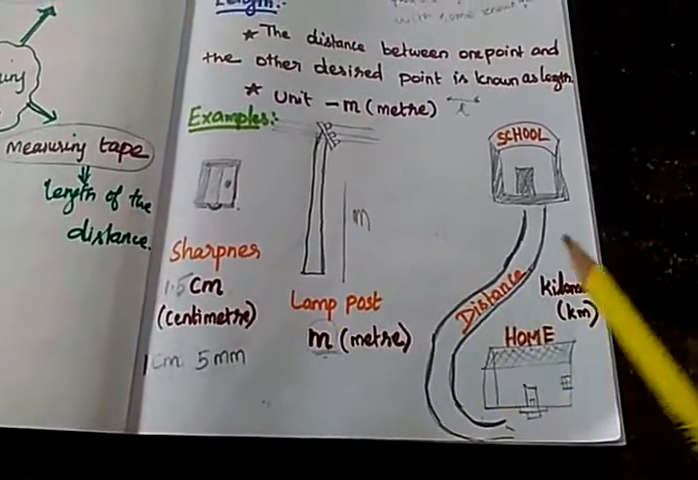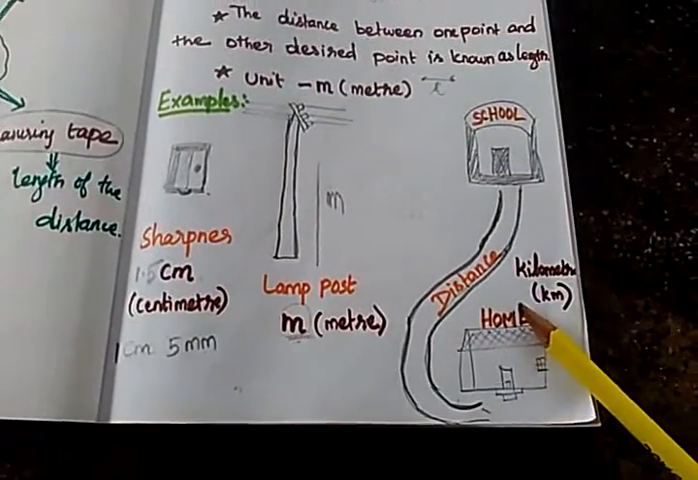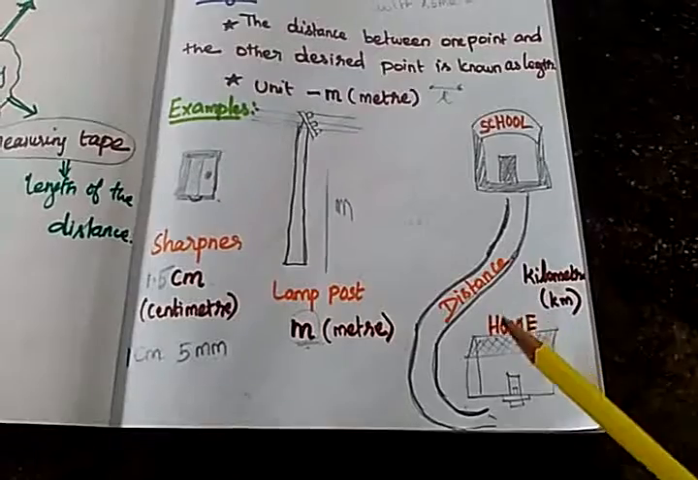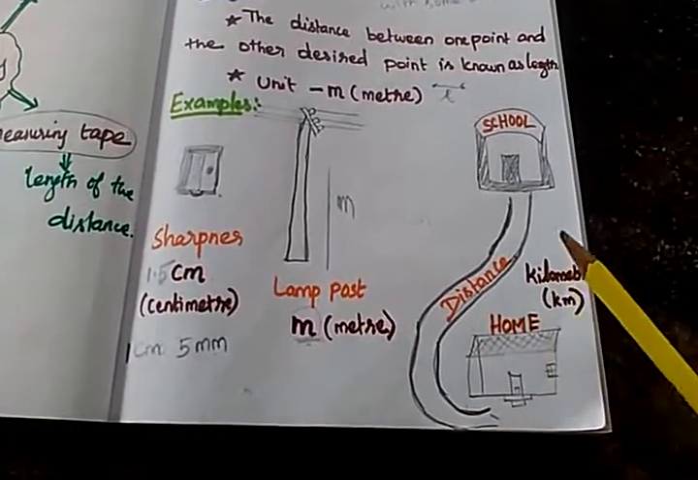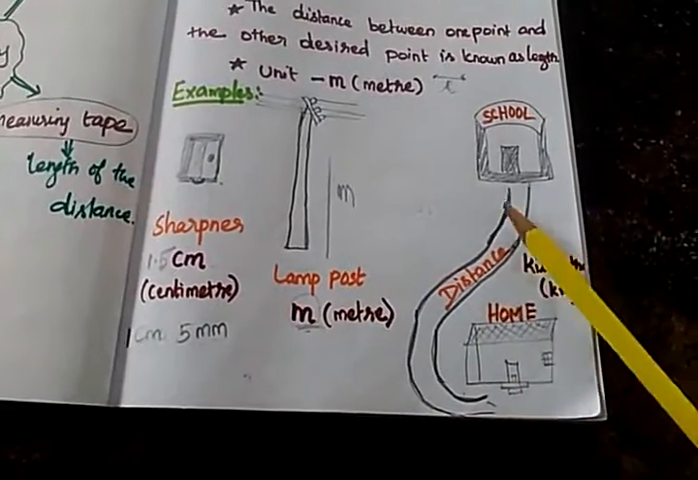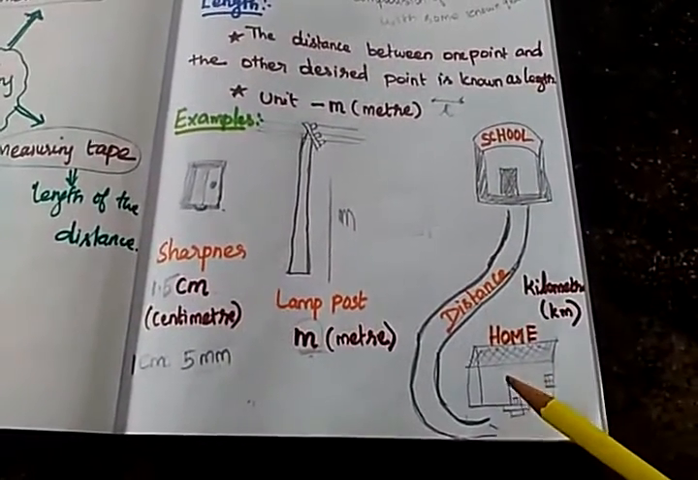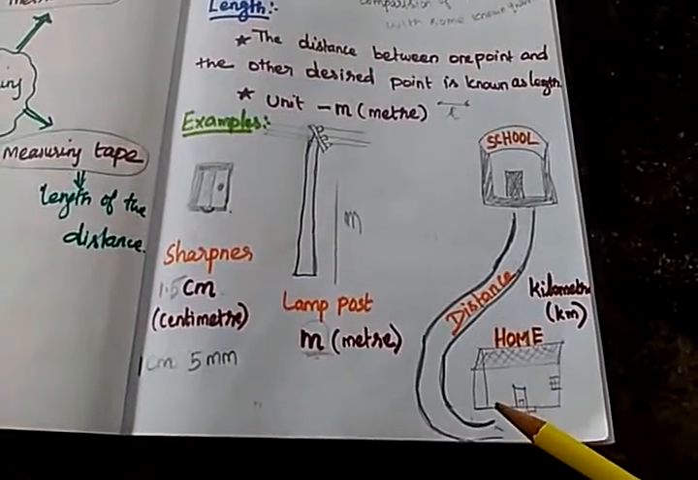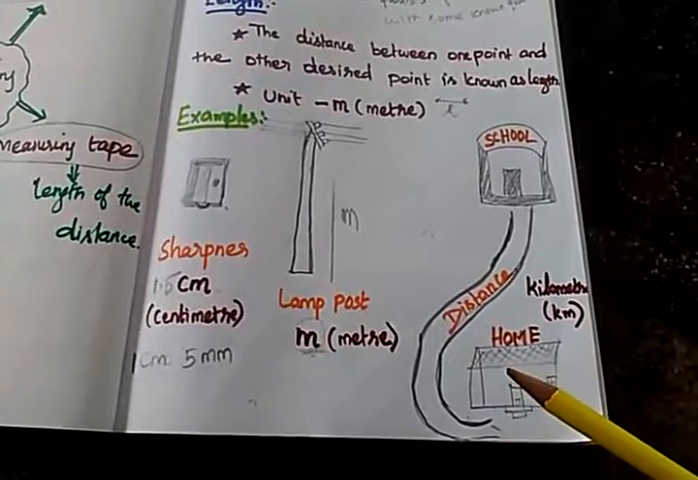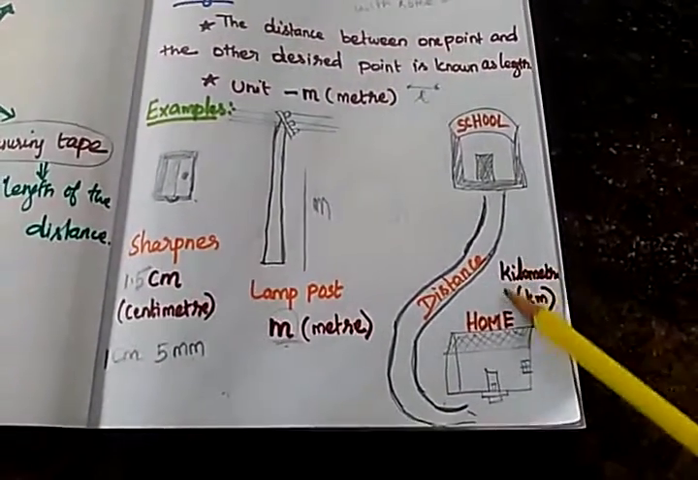Then here we see the distance between school and home. How to express a still longer length? For example, the distance between two cities, or the distance between school and home. We measure a very large length, and a very large length is measured in kilometer.